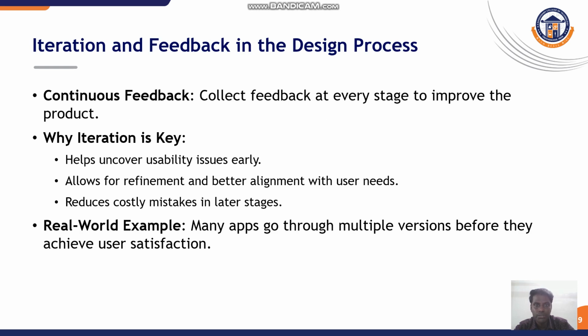What is iterative feedback in the design process? Continuous feedback: collect feedback at every stage of the design process to improve the product. Why is iteration key? From the beginning itself we are saying we are going to redesign, refine, iterate. Why is it important? It helps to uncover usability issues in the earlier phase of product development. It also helps refinement and better alignment with user needs, and reduces costly mistakes in later stages. In real world examples, many apps go through multiple versions before they achieve user satisfaction.